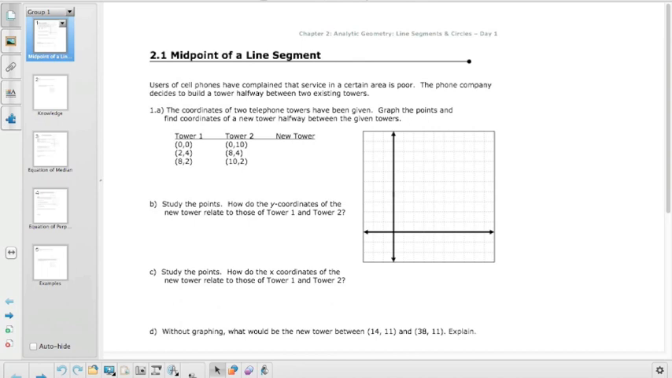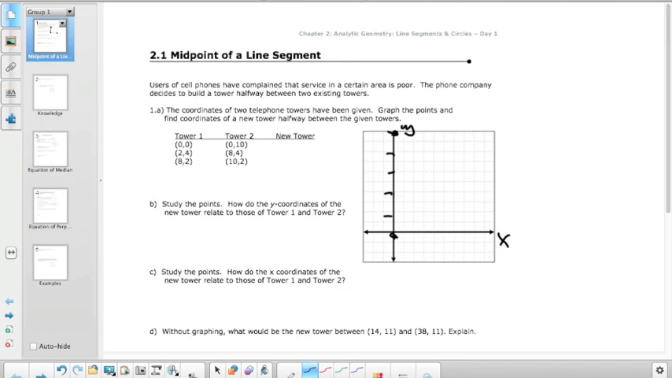So 1A, we're simulating two telephone towers, and we're going to map these towers in our Cartesian plane. So here we have our x-axis and our y-axis. In this first example, we have tower 1 located at the origin, and tower 2 is at 0, 10. So there's 2, 4, 6, 8, 10. Takes us to the top.